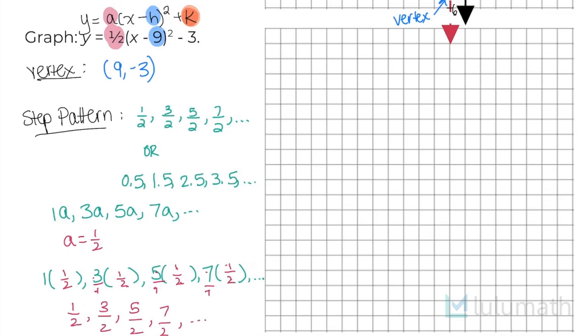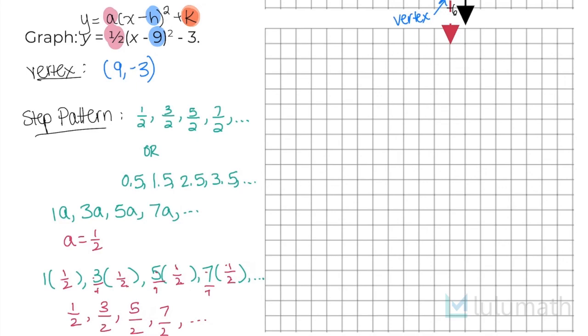Now, if I were to divide this out, 1 divided by 2 is 0.5, 3 divided by 2 is 1.5, 5 divided by 2 is 2.5, and 7 divided by 2 is 3.5, and that is where we got the decimal values here. So let's go ahead and talk about how to graph this.